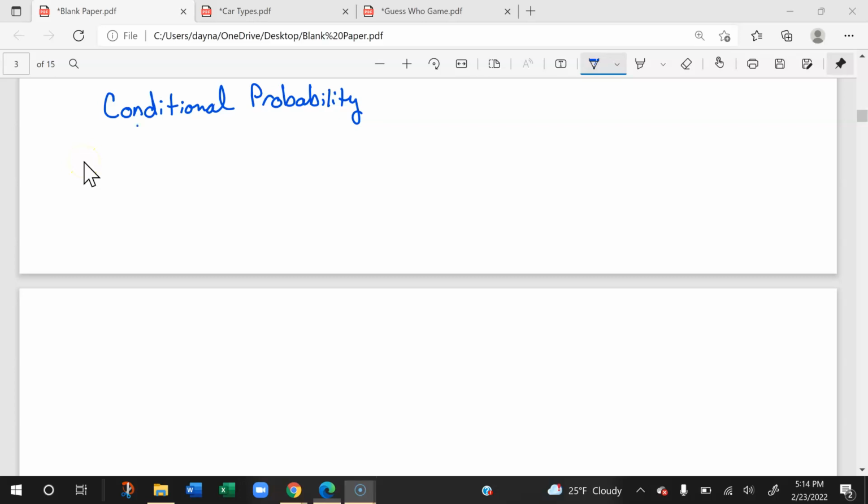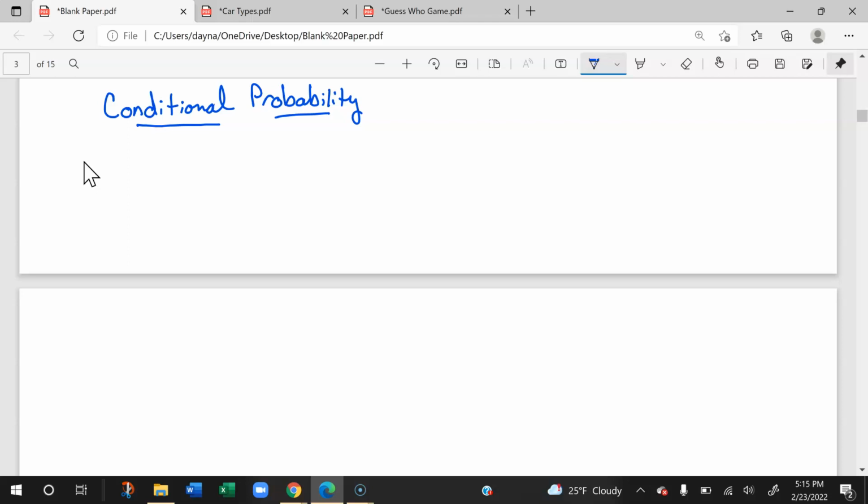We want to look at something called conditional probability. Now, we've already looked at the addition rule as well as complement and just basic probabilities. With conditional probability, we already know something about the object that we're selecting, or the event that's happening. So there's some information that we know.